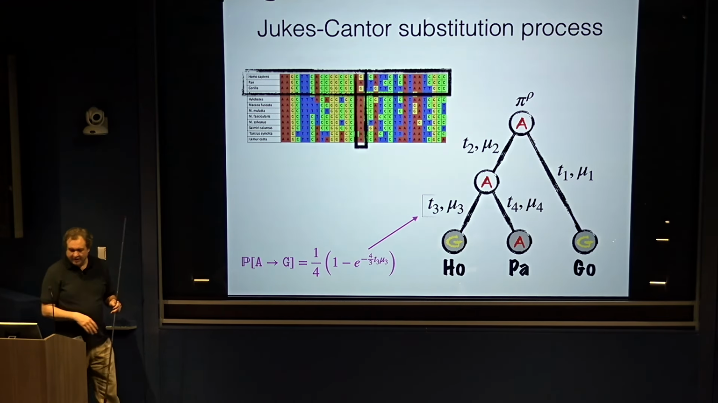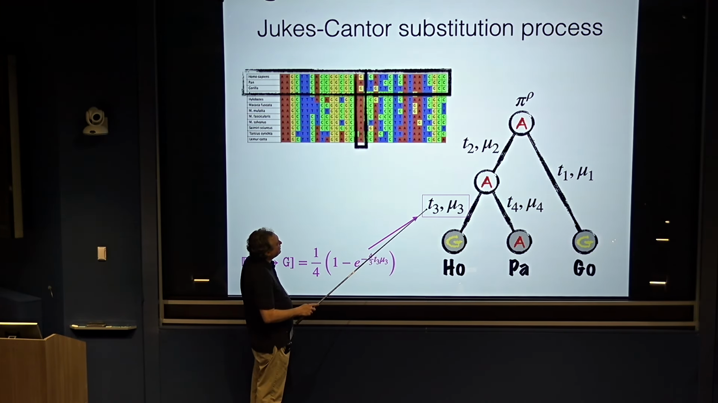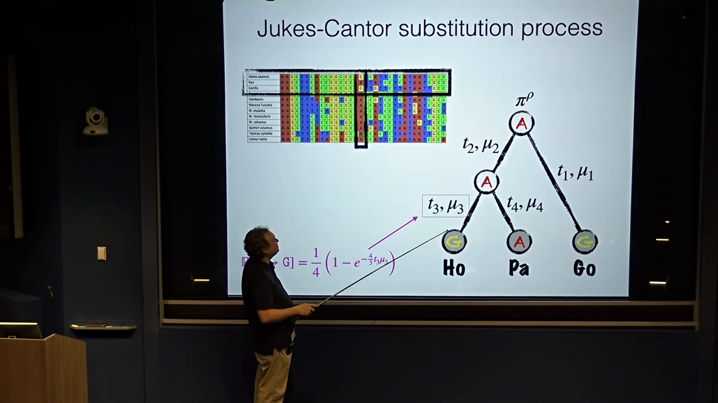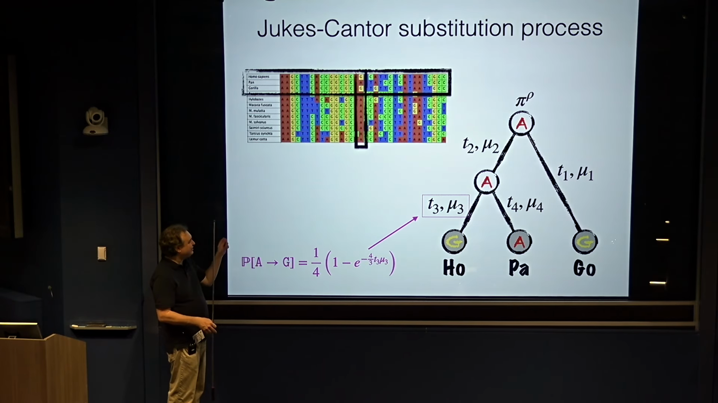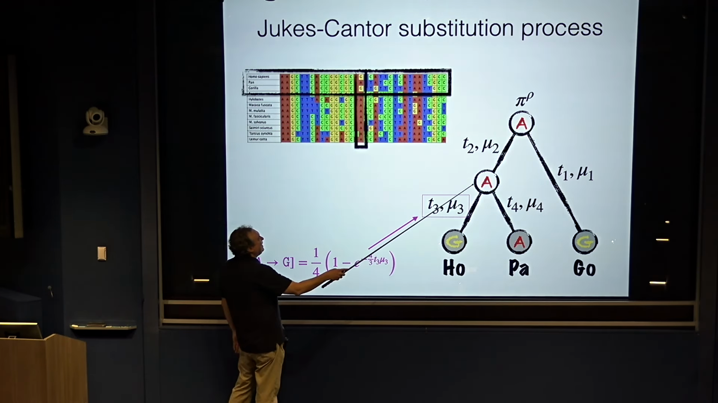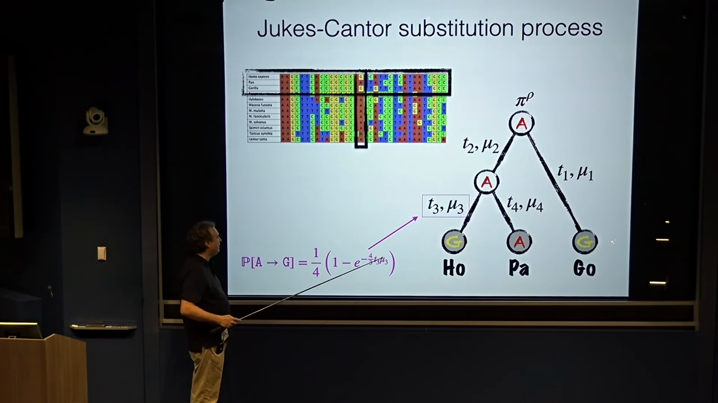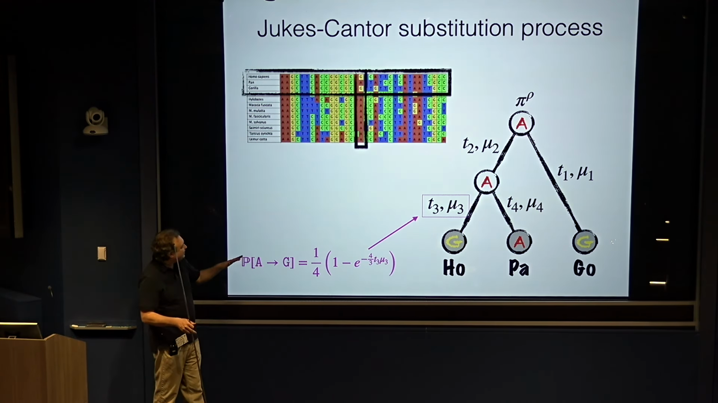And so how do we get the distance out of this? One thing to note is that even though along this branch of the tree I run this for time t3 and mutation rate mu3, so the expected number of substitutions is going to be linear in t3 times mu3, I'm only observing the end process. This can go back and forth between different states, and so I have to take that into account. If you use Markov chain theory, you can write down a formula for the probability that if the ancestor had an A in that particular position, there's going to be a G in the descendant. And this is what the formula looks like. It depends on t3 mu3, but through this more nonlinear thing that captures the fact that you're converging to a stationary distribution there.